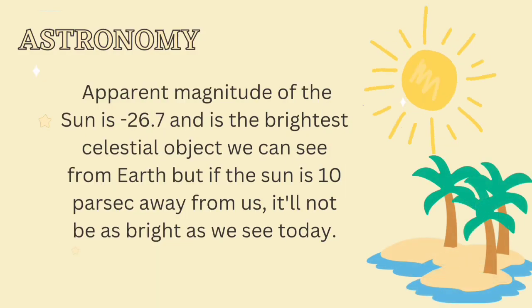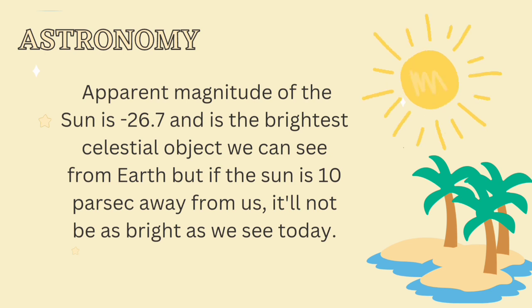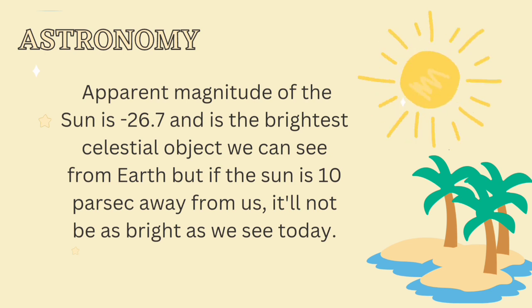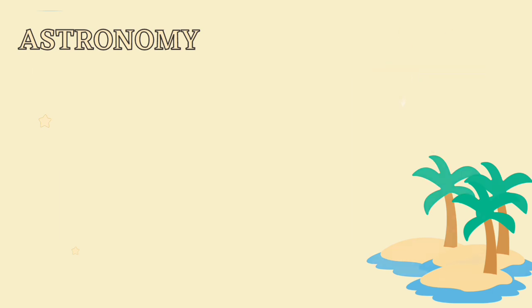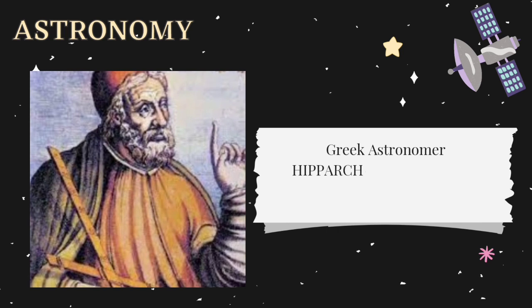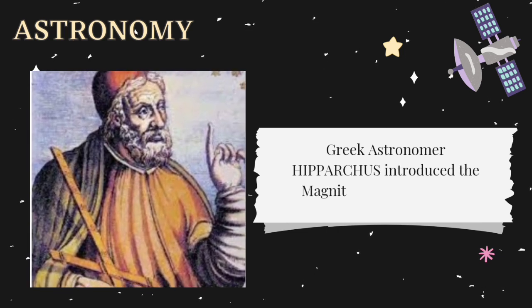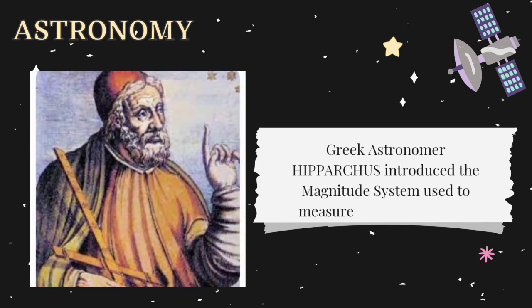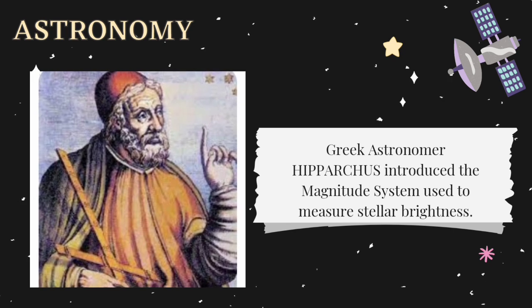Another example, the apparent magnitude of the Sun is negative 26.7 and is the brightest celestial object we can see from Earth. But if the Sun is 10 parsecs away from us, it will not be as bright as we see today. For us to understand further, the ancient Greek scientist Hipparchus introduced the magnitude system used to measure stellar brightness.